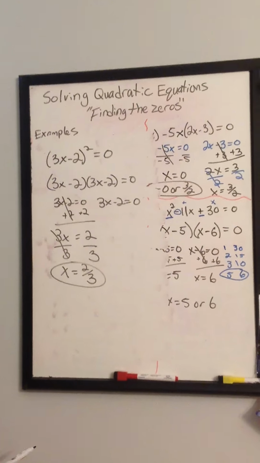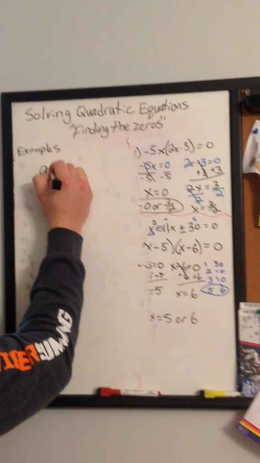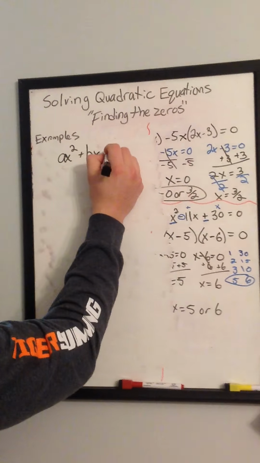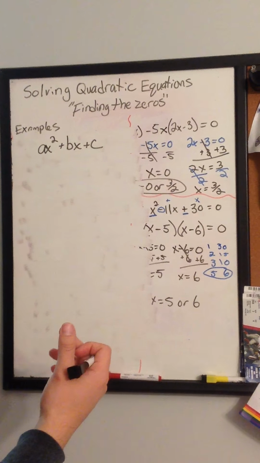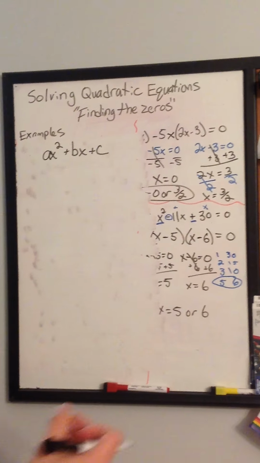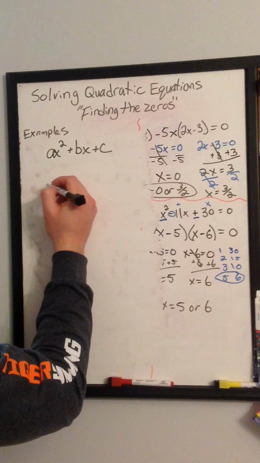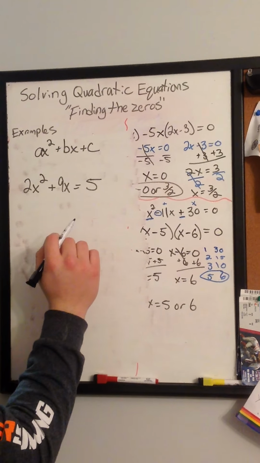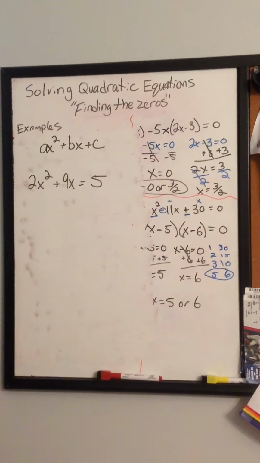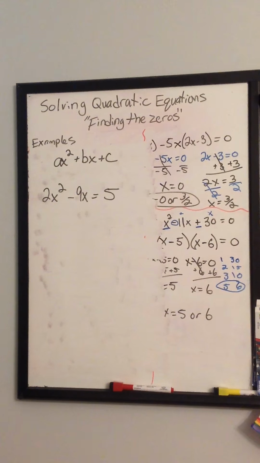Now remember, we went over standard form of a quadratic, which was ax squared plus bx plus c. In order to factor the quadratic, we need it to be in this form. So if the quadratic is not in that form, we need to put it in that form first. For example, 2x squared minus 9x equals 5.